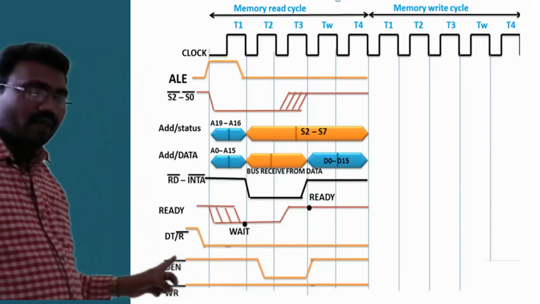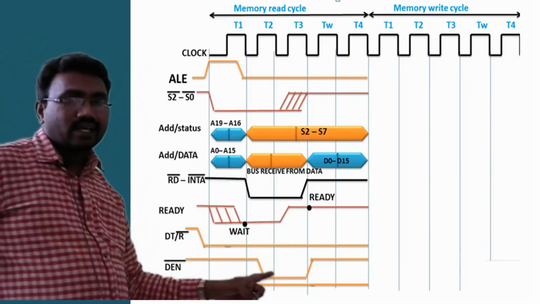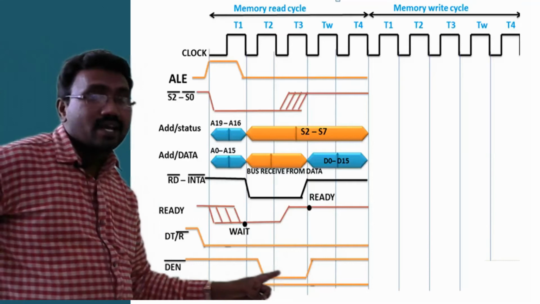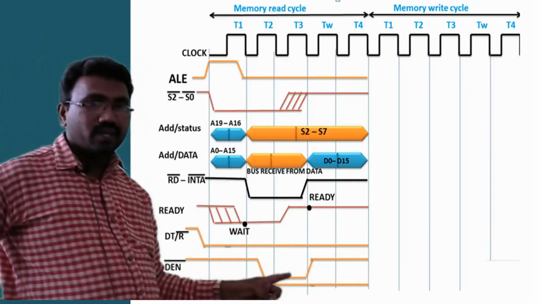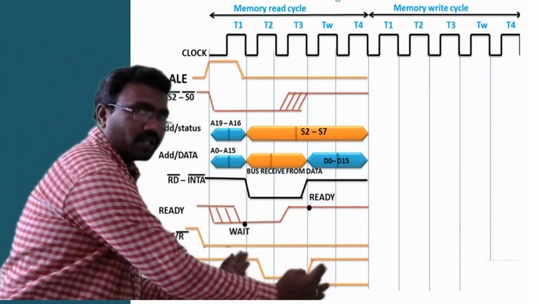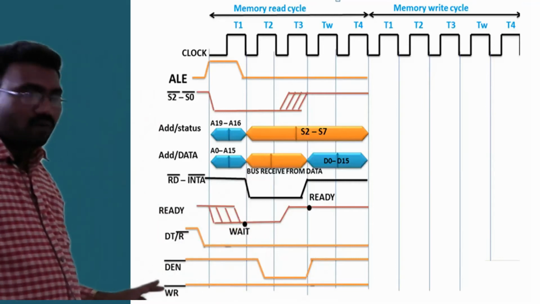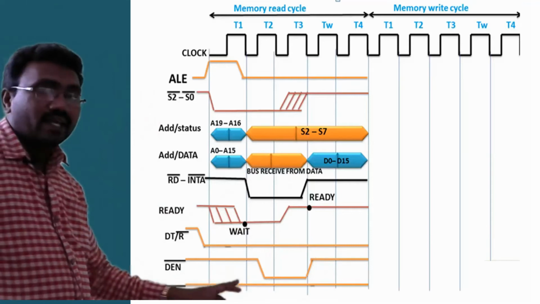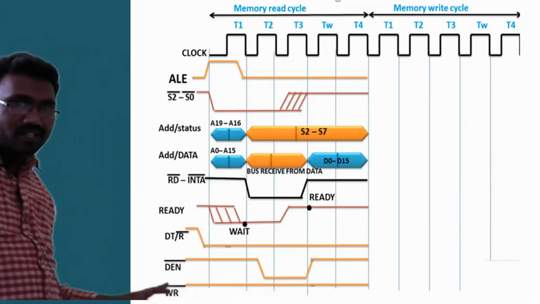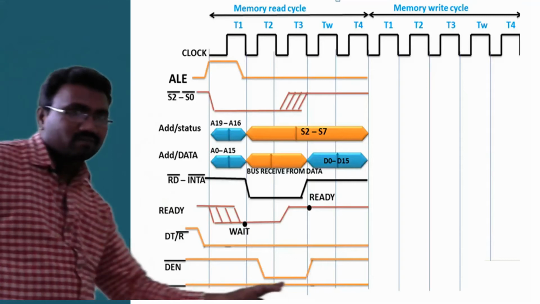Next, coming to DEN bar, active low. If it is 0, it indicates that whatever data is on the data lines is valid data, to indicate the validity of the data bus. Data lines are D0 to D15. When DEN bar is 0, this is the time period which indicates valid data on the data bus. Next, WR bar. This is active low. During the read cycle, WR bar is 1. If it is 0, it indicates a write operation. During the read cycle, it should be 1.